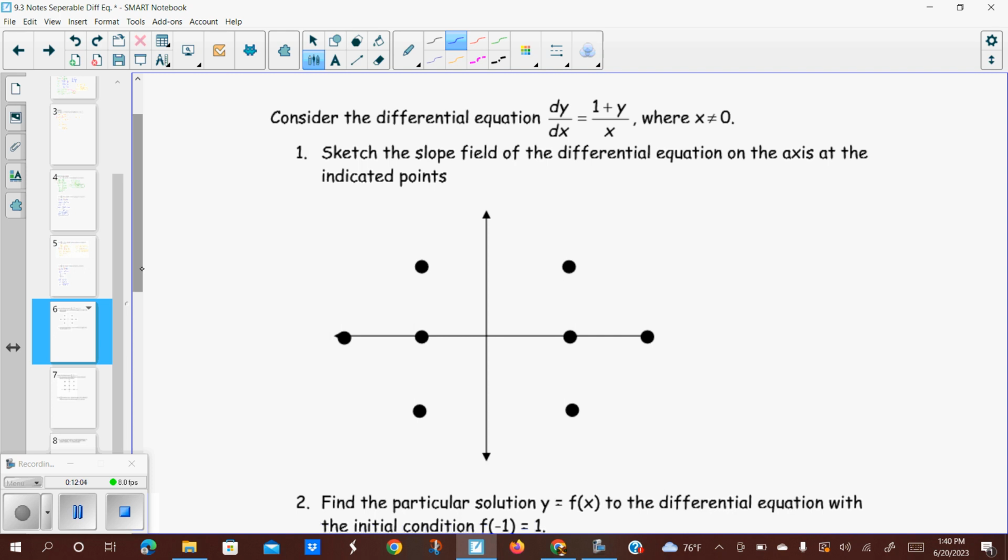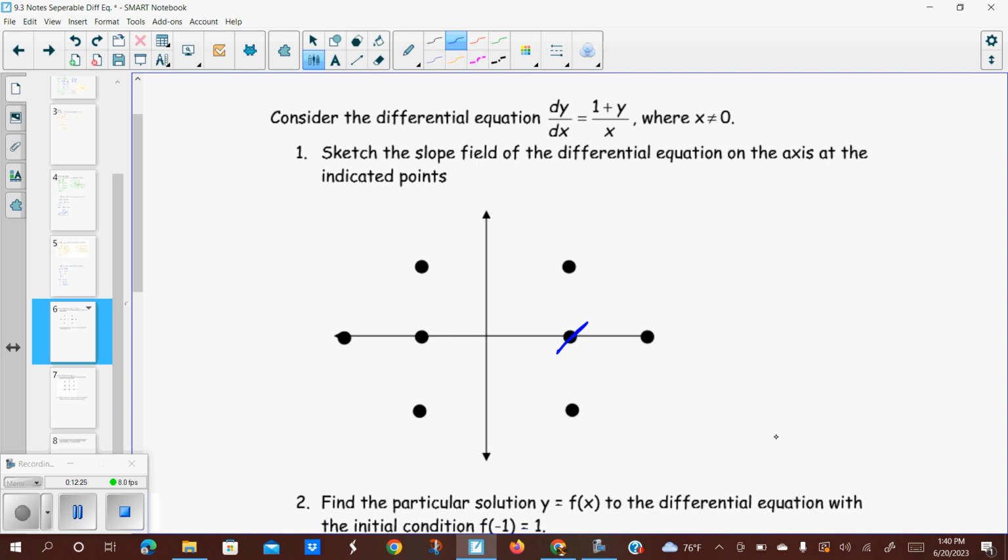All right, so let's see. At the point 1, 0, that's this guy right here. If I plug in 1 for x and 0 for y, we would get 1 over 1. So that is a slope of 1, again about a 45-degree angle. Anything else I'll have to keep relative to that.